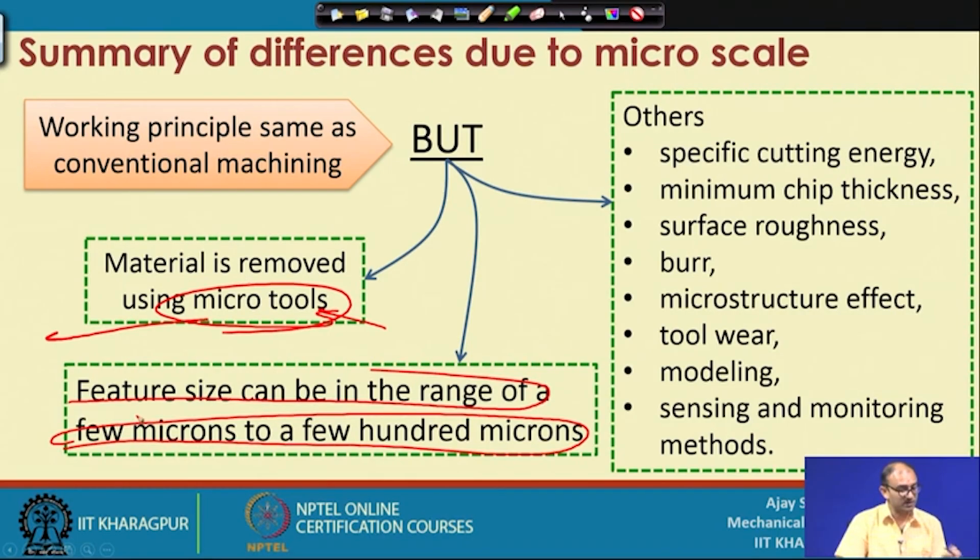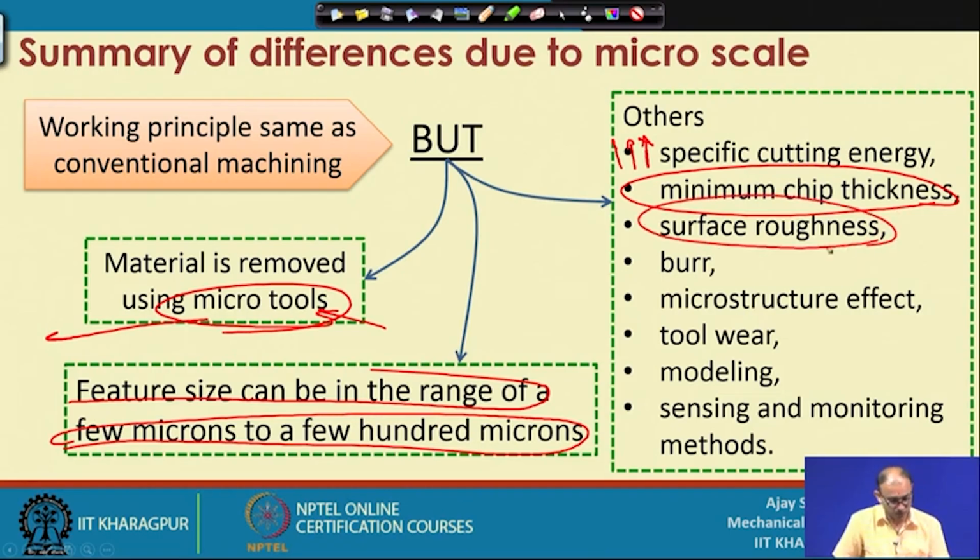Feature size can be in the range of a few microns to hundreds of microns. These things are different from conventional machining, and a very important thing is that the specific cutting energy is very high, because at small scale you are getting very few defects. Material strengthening is also very high. Minimum cut chip thickness, you have to maintain, otherwise you will not get clear material removal. Ploughing and rubbing are very frequent in micro machining.